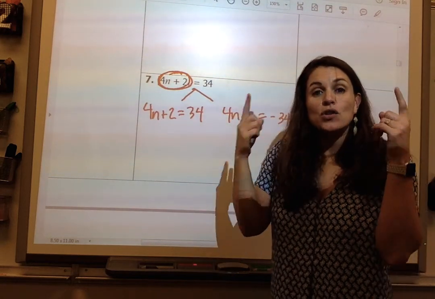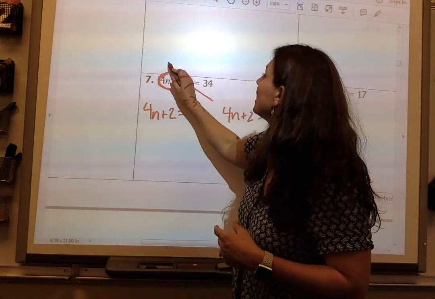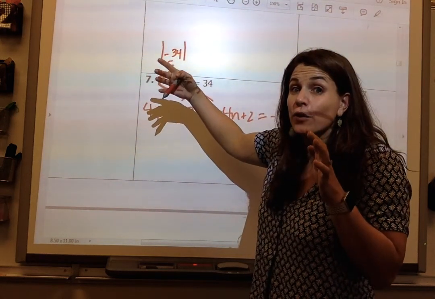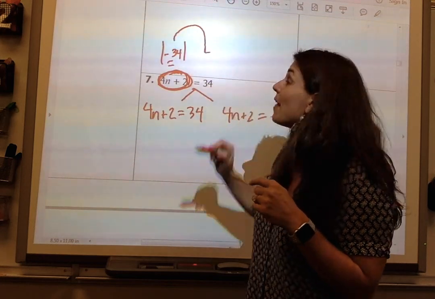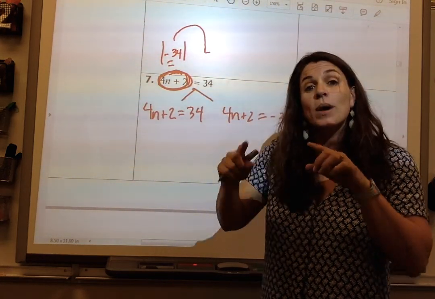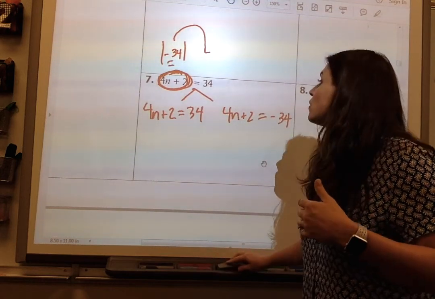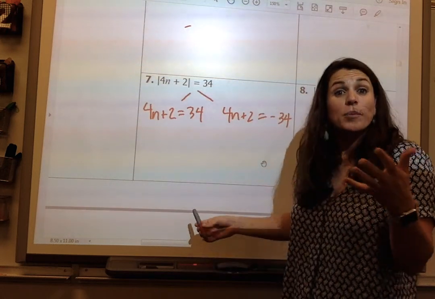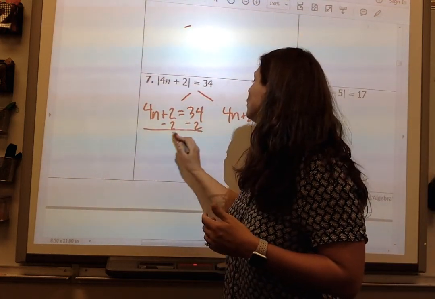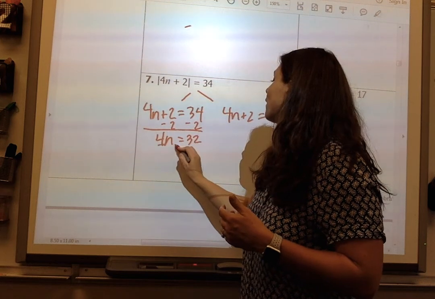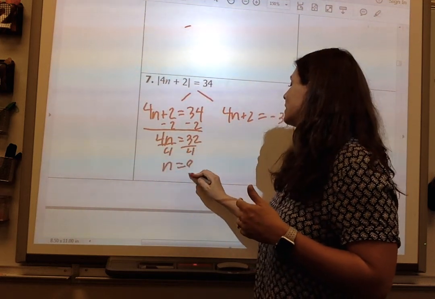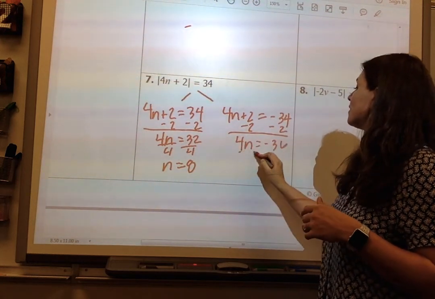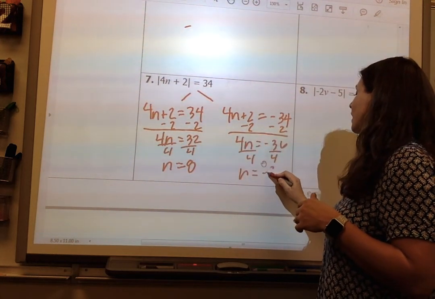Why am I doing that? Because remember, this inside can equal negative 34 because at the end, I'm going to evaluate the absolute value of negative 34, and that's going to give me a positive 34. So that's why I'm setting it equal to the positive and negative values. Once I have my 2 equations set up, I've branched them, now I'm going to solve it. Minus 2, 4n equals 32, divide by 4, and n equals 8. Subtract 2, 4n equals negative 36, divide by 4, n equals negative 9.